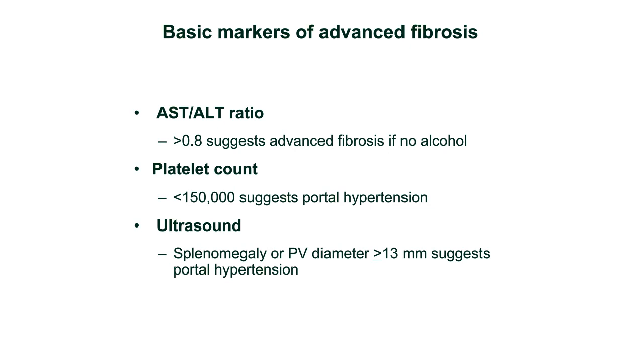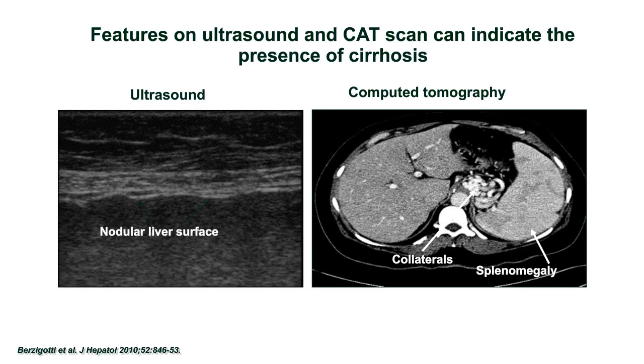So, just as an example, you can see here an ultrasound on the left, and you can see that there is a nodular liver surface. In combination with perhaps splenomegaly, this would lead you to suspect that the patient with chronic hepatitis C, whom you ordered the ultrasound for, has cirrhosis. On a CT scan, you can see here there's splenomegaly. There are also collaterals. All of these are signs of portal hypertension, and again point to a patient with hepatitis C who has cirrhosis.